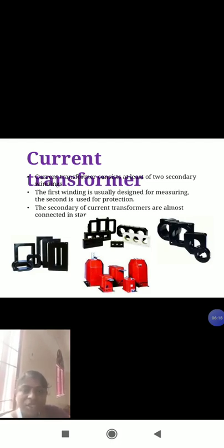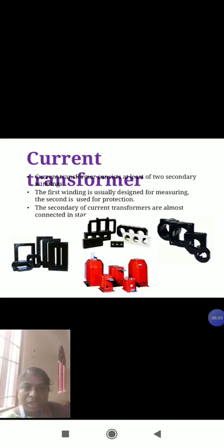So we shall see about the current transformer and potential transformer, which plays an important role in the protection system. The current transformer is a type of instrument transformers which is used for measuring the high current and also in order to provide protection. So current transformer, it consists of 2 secondary windings. The first winding is usually designed for measuring purpose, and the second is used for the protection purpose.